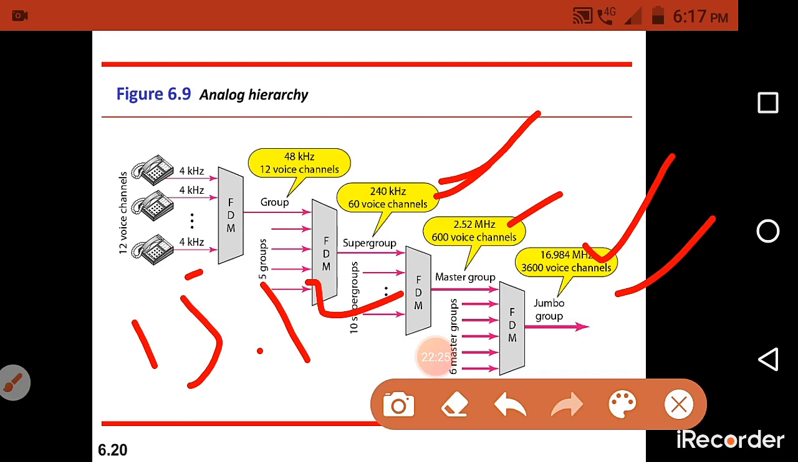So in this way we increase the lower bandwidth into the higher bandwidth, okay. Once you increase the bandwidth, then you can efficiently use the bandwidth of the link, meaning many signals can be transmitted at a time, okay. So that's what we call the analog hierarchy, okay.